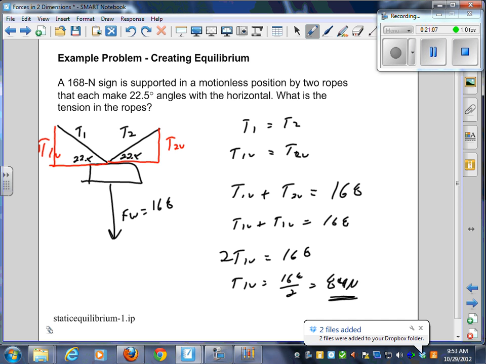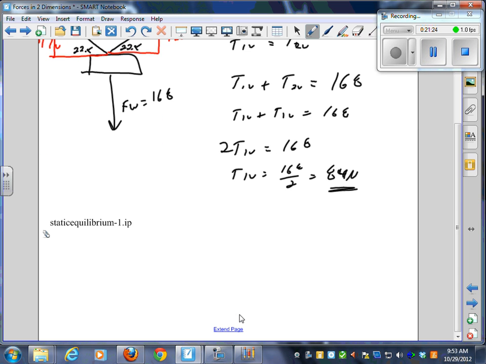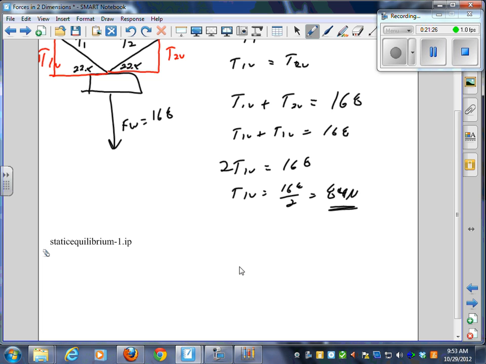That's not what they're asking. They're asking what is the tension in the ropes. How am I going to find what T1 is equal to if I know what this is, 84? Well, conveniently, this is a right triangle, and I've got that 22.5, right? Need a little bit more room here. So I'm just going to redraw the triangle down here so you can see it. T1V, 22.5. This is T1. That's what I'm solving for.